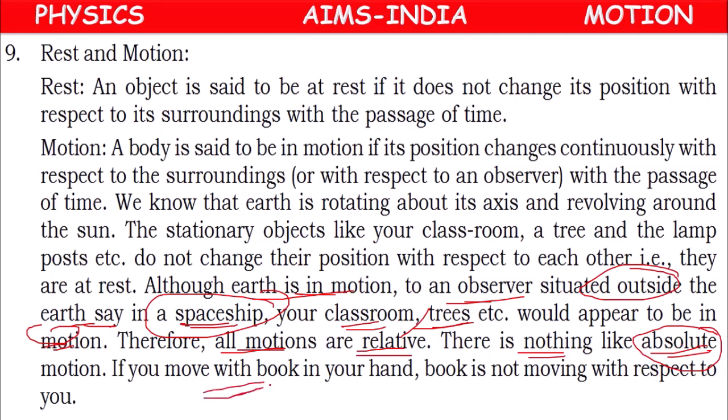If you move a book in your hand, the book is not moving with respect to you. But according to another observer, the book will be moving. According to your hand, it is going along with your hand, so with respect to the hand it is not moving. But with respect to the eyes, the book will be moving. If the observer is the hand, it is not moving because it is along with the hand. If the observer is the eye, according to the eye, it is moving.